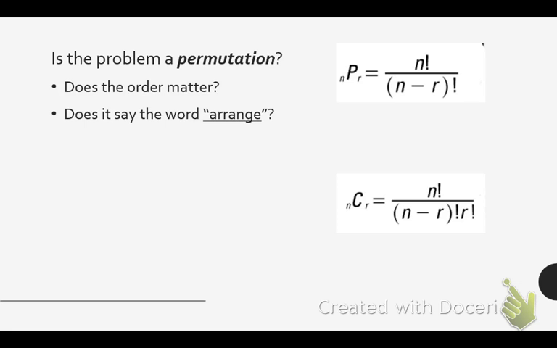I'm telling you right now, 6 questions on your quiz is this a permutation or is this a combination? 6 out of 15 questions. It might even be 7 out of 15, if I remember correctly. That's almost half.